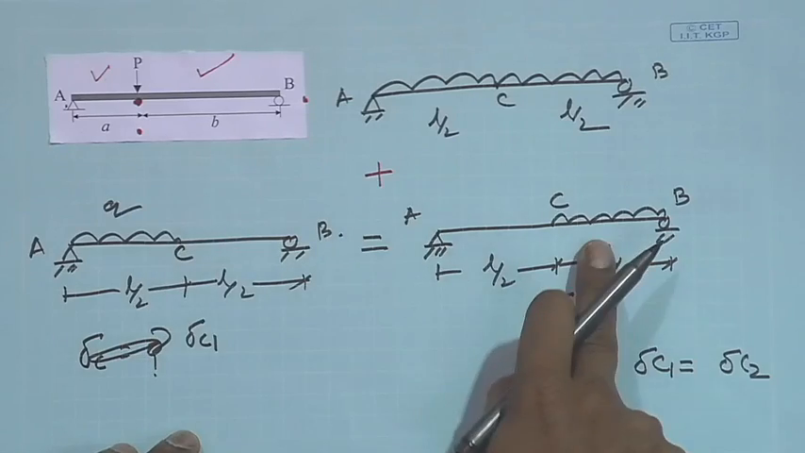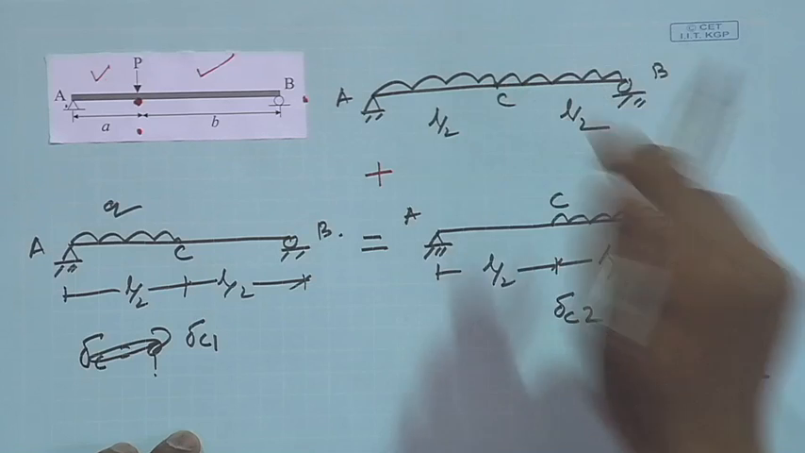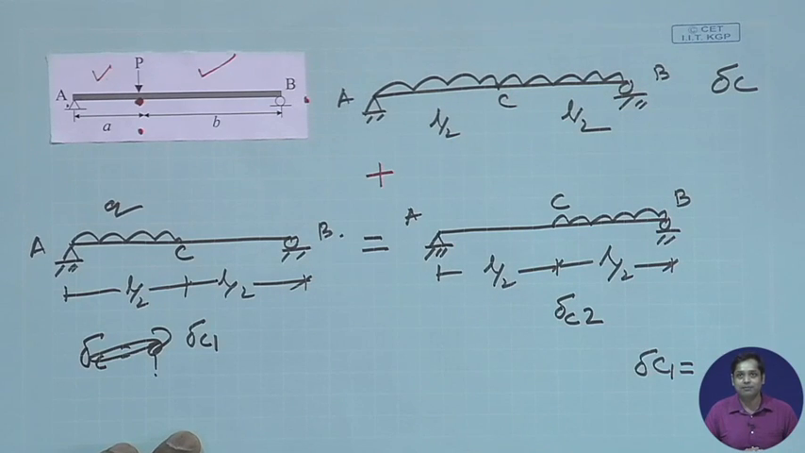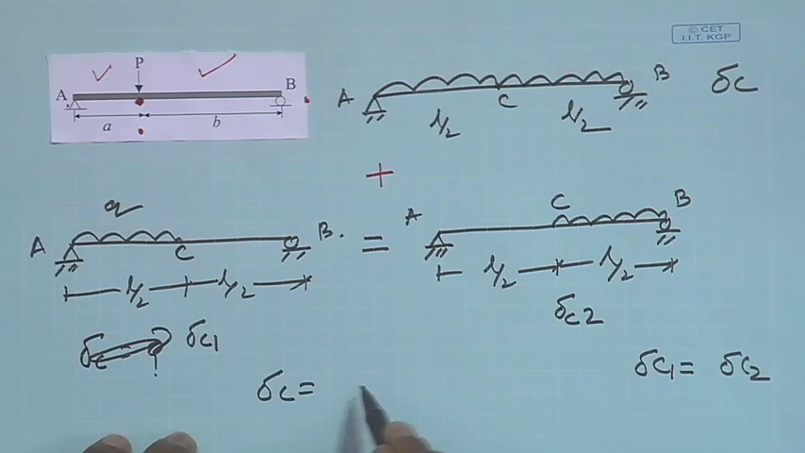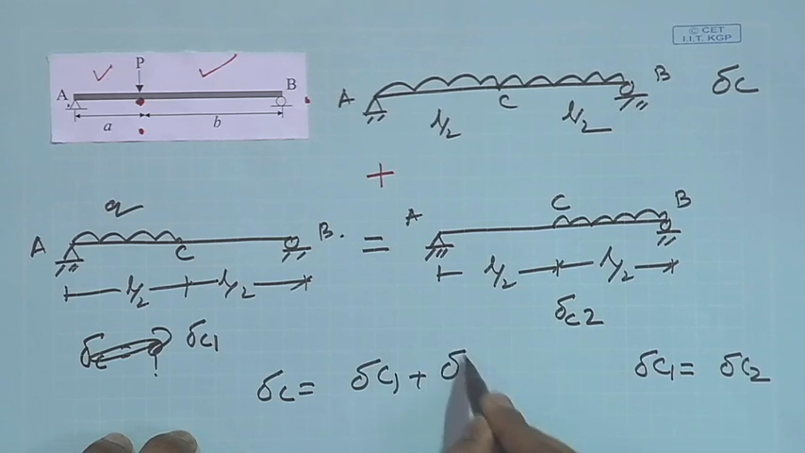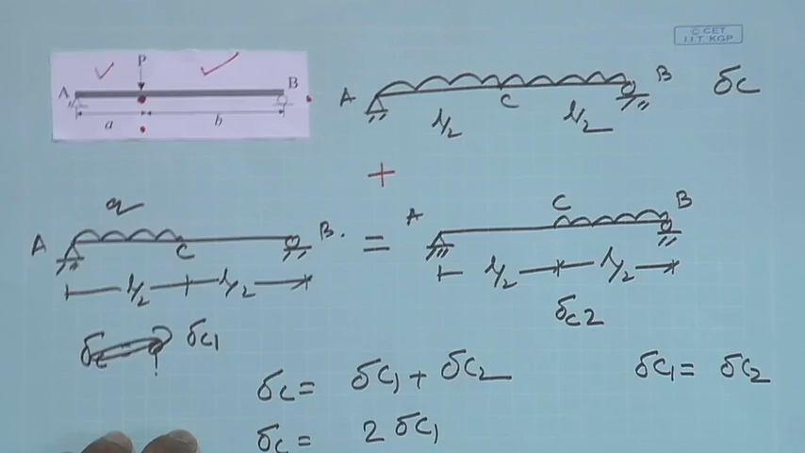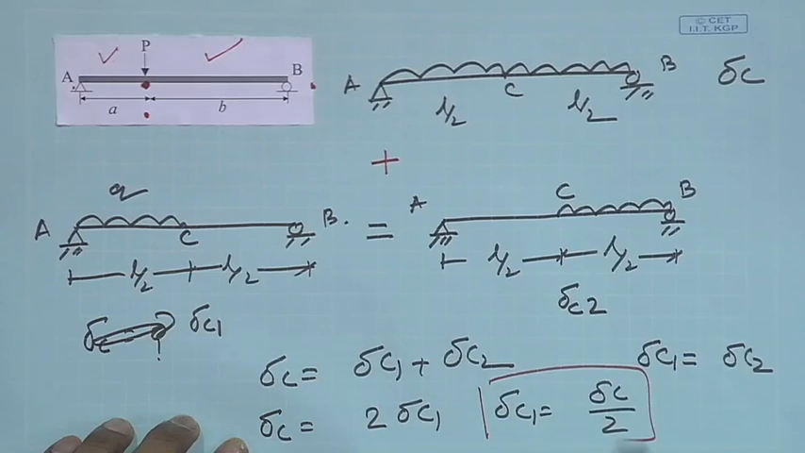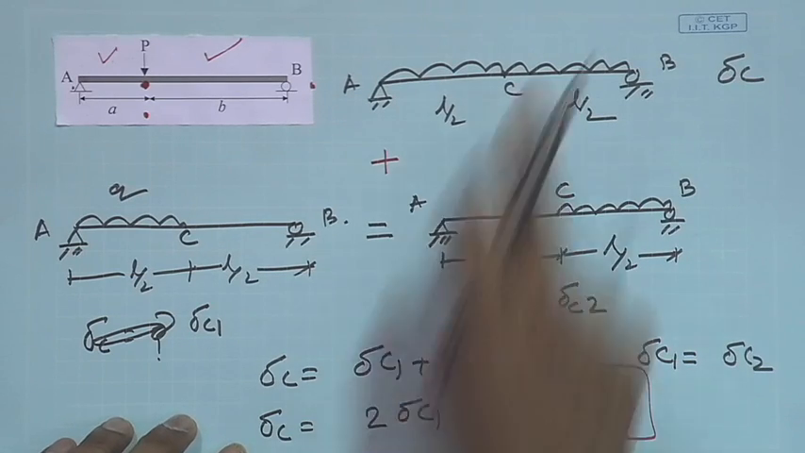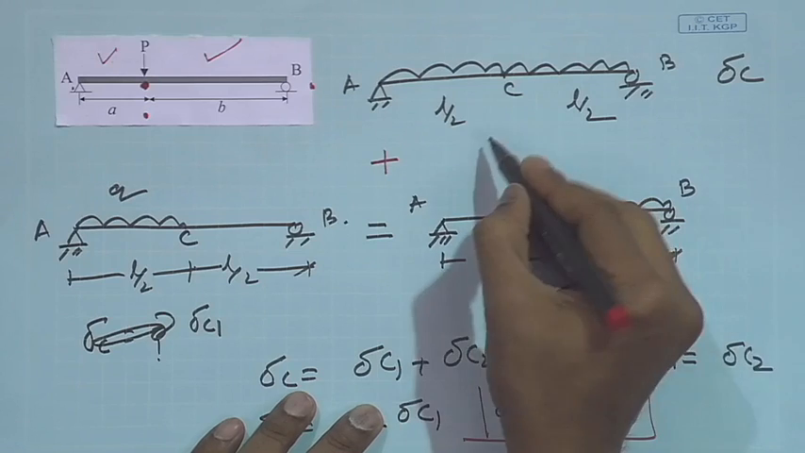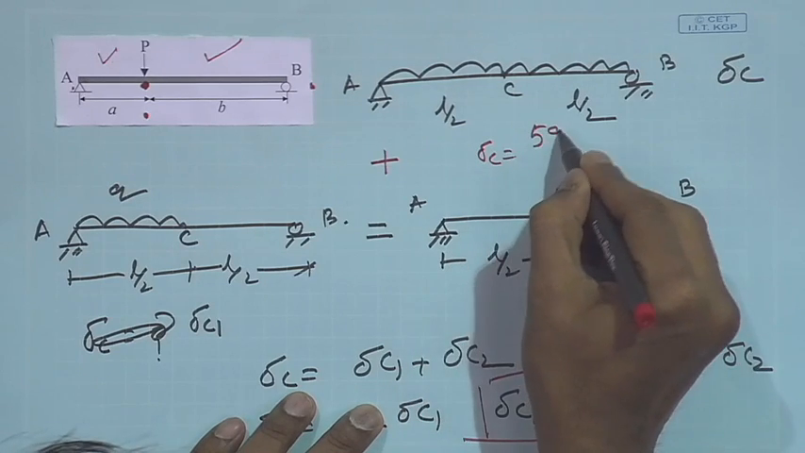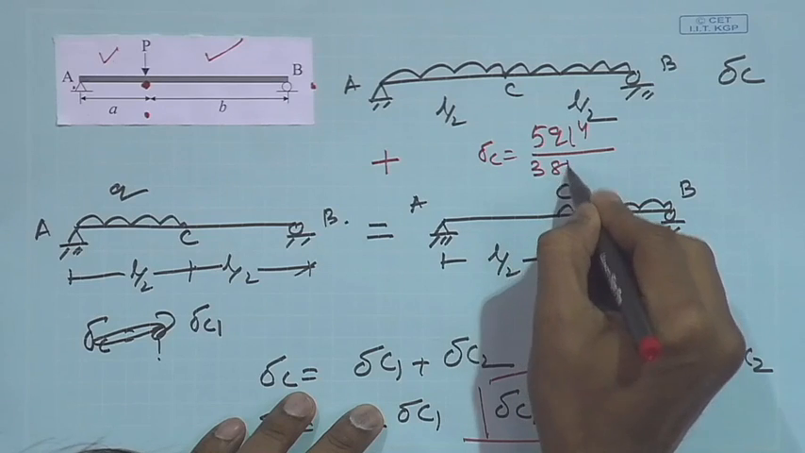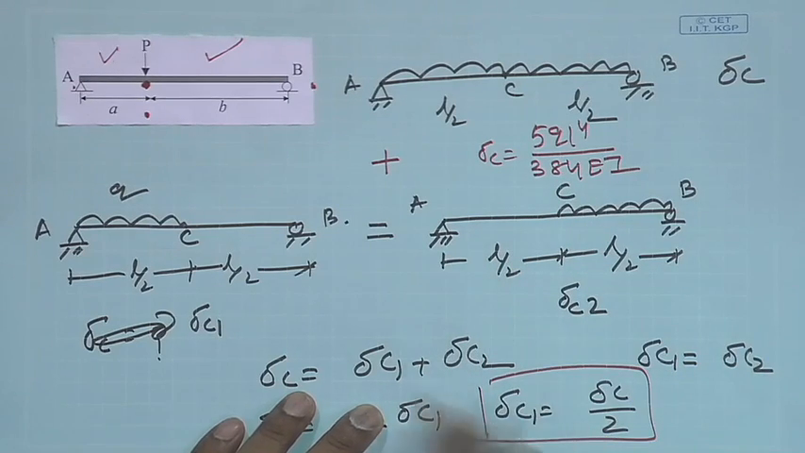So this plus this is equal to this. Suppose this deflection is delta C. So delta C is equal to delta C1 plus delta C2. Again delta C1 and delta C2 are the same, so delta C is equal to 2 delta C1, and delta C1 is equal to delta C by 2, isn't it? For this problem, just now we computed delta C is equal to 5 q L to the power 4 by 384 EI. So if you substitute here, you get delta C1.